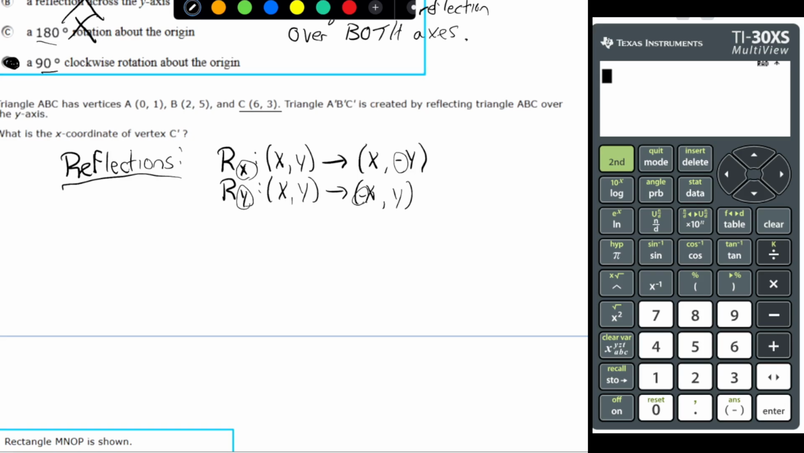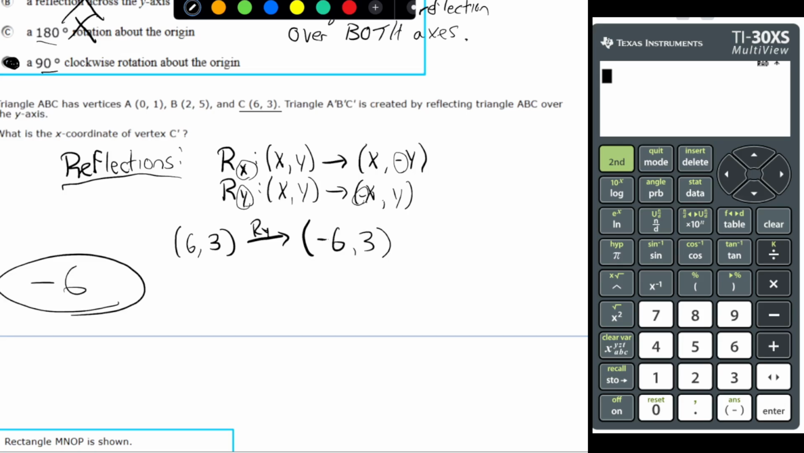The hint to this is that they specifically ask you, what is the x-coordinate of vertex C? If they wanted to try to trick you, they would ask you for the whole coordinate, and that could be tricky if you don't remember the rule. But the fact that they want only the x-coordinate means that the x-coordinate is more than likely the one that's going to change. So if your point is (6, 3), and you reflect it over y, then it becomes (negative x, y), so it becomes (negative 6, 3). Your answer is just negative 6. And that's it.